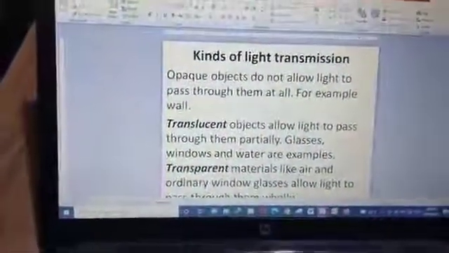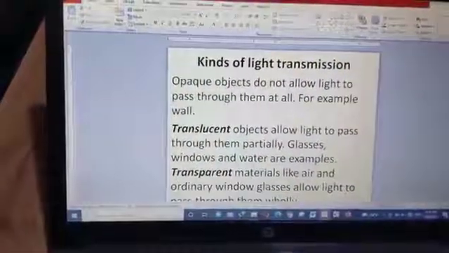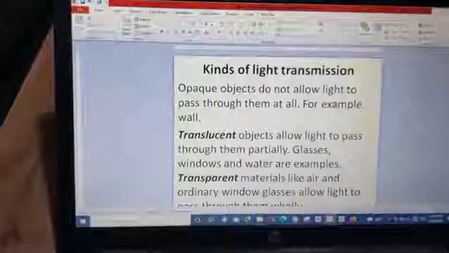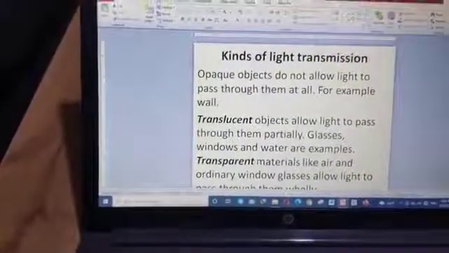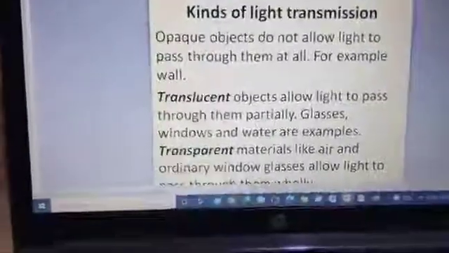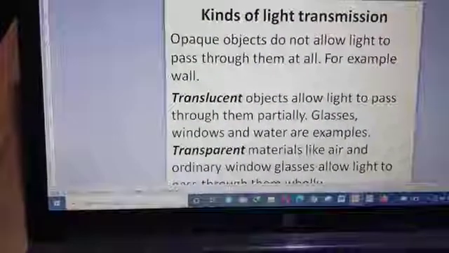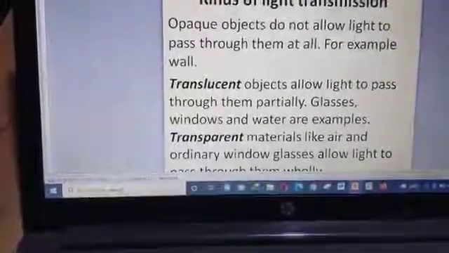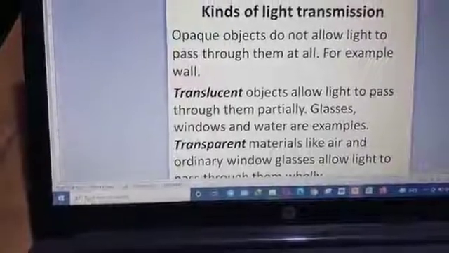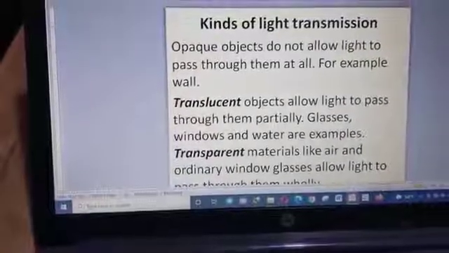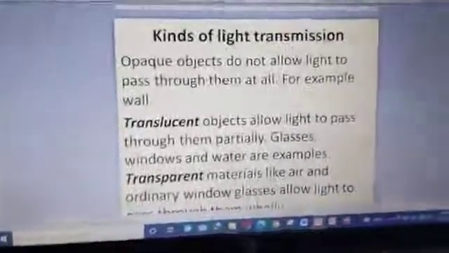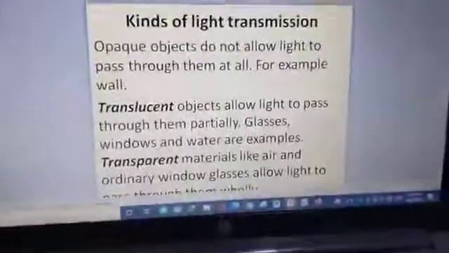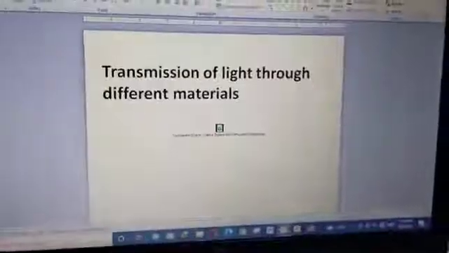Now, kinds of light transmission. Opaque objects do not allow light to pass through them at all. For example, a wall. Translucent objects allow light to pass through them partially. Glasses, windows, and water are examples of this. Transparent materials like air and ordinary window glass allow light to pass through them wholly. Let's see the transmission of light through different materials using this video.